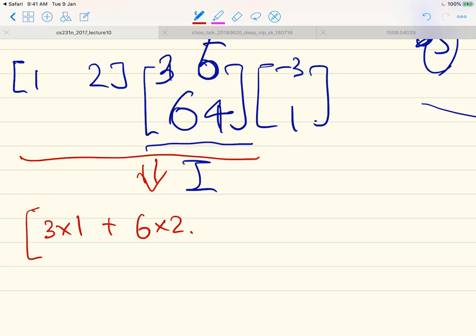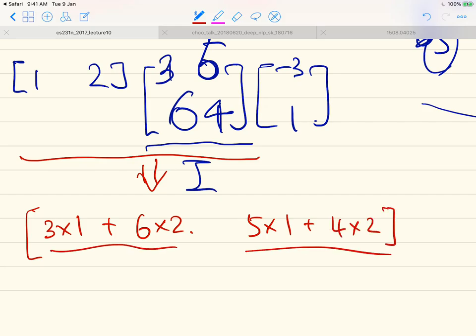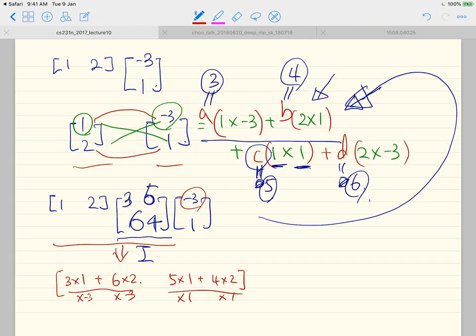So that is the first term, right? I'm just doing the inner product with the first two terms. Then 5 times 1 plus 4 times 2, right? So these two are the elements that we obtain. And then here we have 8 of 3, and then 1 and 1, right?